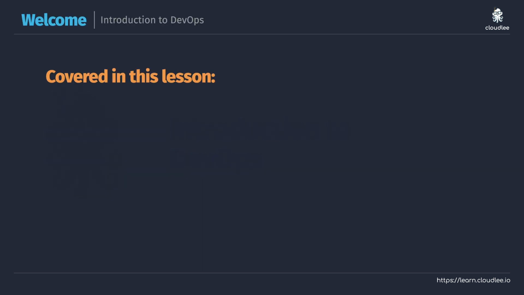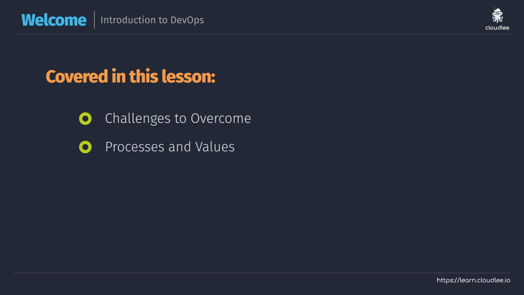So, what we'll talk about within this lesson are the challenges that DevOps help us to overcome. We'll discuss the processes and values, and then we'll take a look at what DevOps might be in practice. What sort of things should we expect? What improvements might we be able to make? And to help understand that, we'll also walk through a little bit of a scenario.